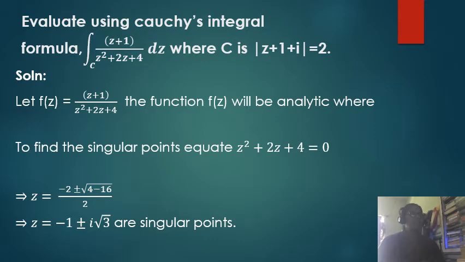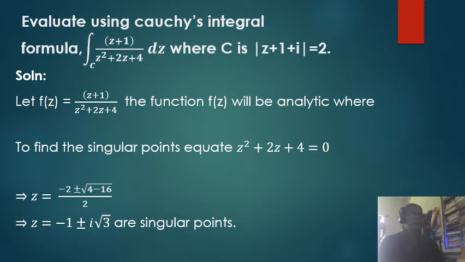Evaluate using Cauchy integral formula, integral over C, z plus 1 divided by z square plus 2z plus 4 dz, where C is modulus z plus 1 plus i is equal to 2. Let us consider this integrand function as f of z, that is equal to z plus 1 by z square plus 2z plus 4. The function f of z will be analytic except at the singular points, found by equating the denominator to 0.